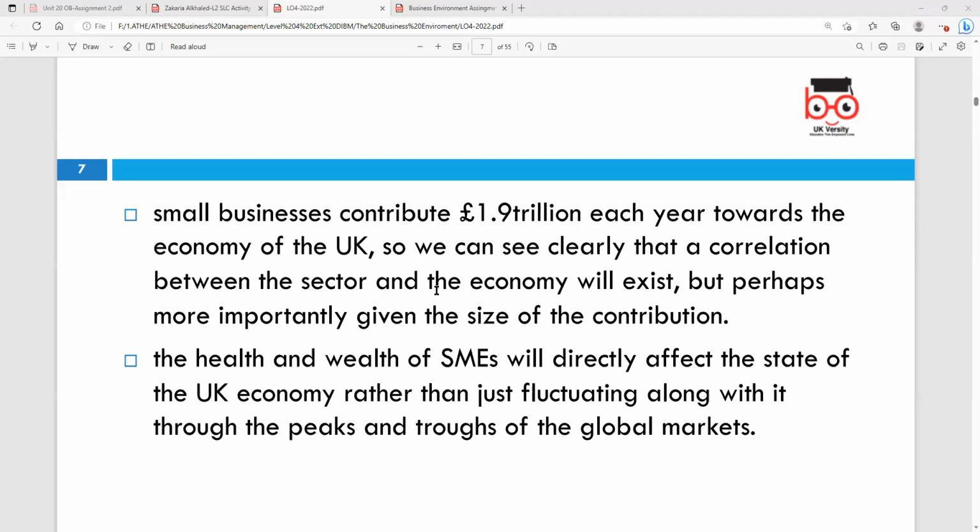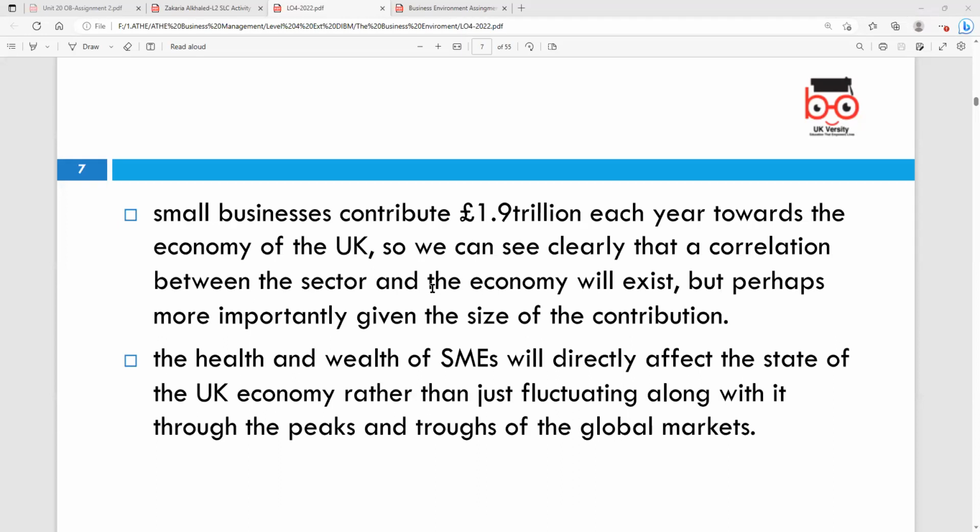A lot of people who are self-employed, who are earning for themselves, generate about 1.9 trillion pounds each year, about 2 trillion pounds each year approximately.